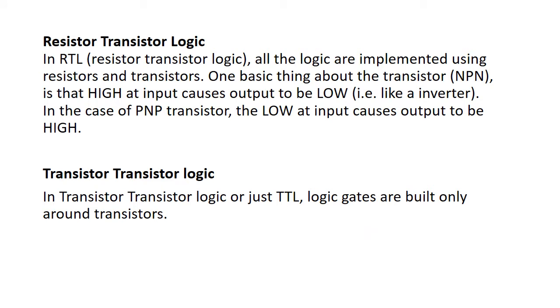Next one is resistor transistor logic. In RTL, all the logic is implemented using resistors and transistors. One basic thing about the transistor is that for an NPN type transistor, high at input causes output to be low, just like an inverter. In the case of a PNP transistor, low at input causes output to be high. Next one is transistor transistor logic, otherwise called TTL. In this TTL logic family, all the logic gates are built with transistors only.